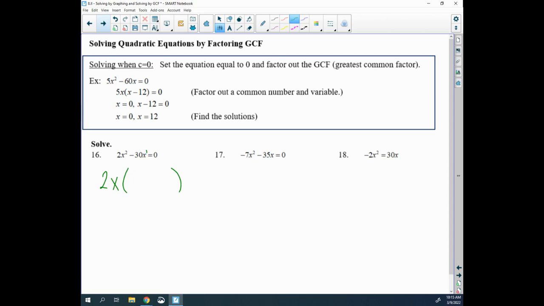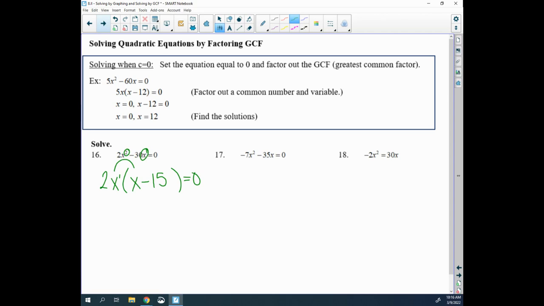All right, so 2 times what would give me 2? Well, that's just 1, right? This guy had 2 x's, but we pulled one of them out. So how many x's are left? One of them. So imagine redistributing. 2x times x would give me 2x squared. 2 times what would give me -30? -15. Now this guy had 1x, but we pulled him out, so those x's are gone. Now this is still equal to 0, so we want to bring this down.